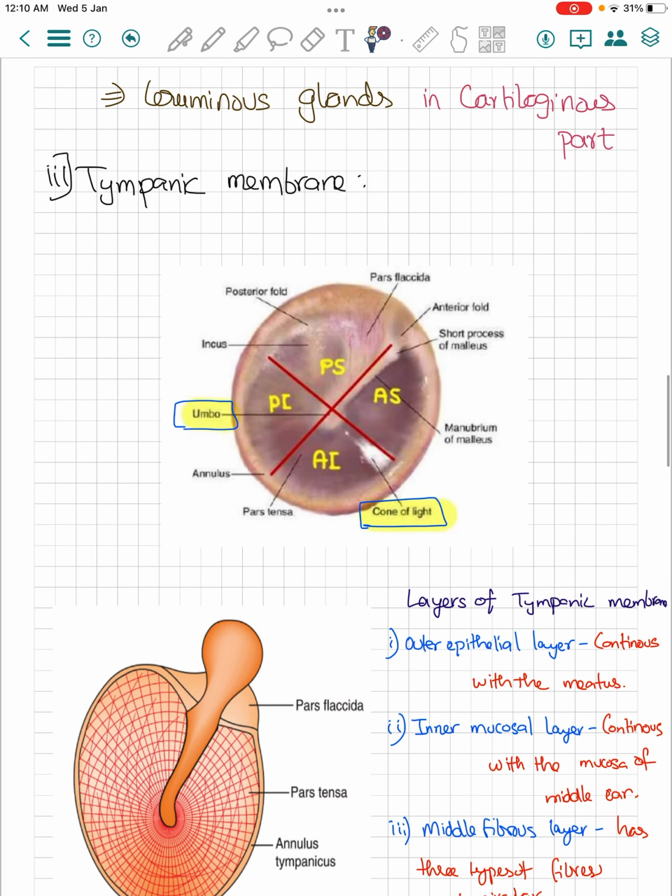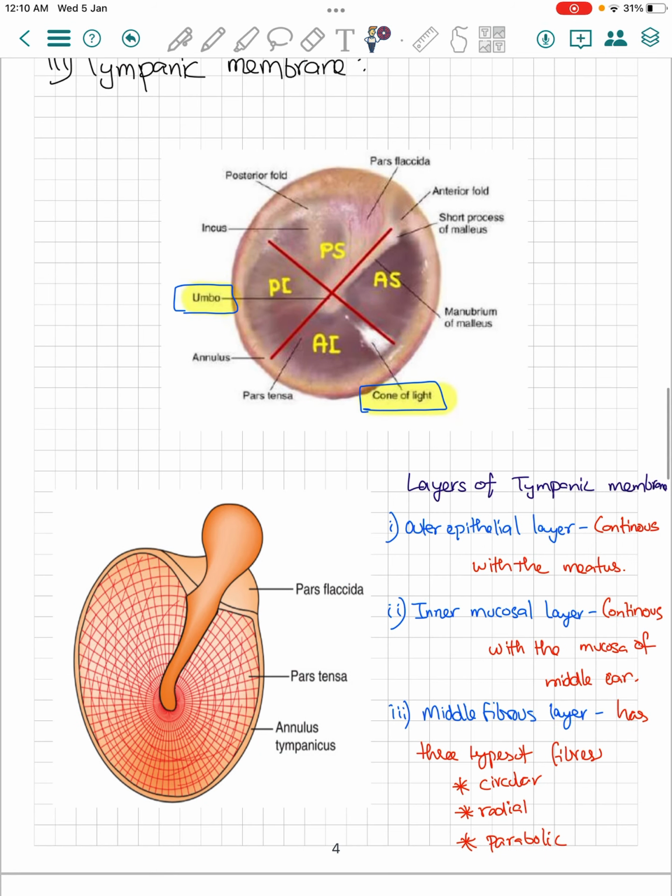This tympanic membrane contains many parts like pars tensa and pars flaccida. Let's discuss in depth. First let's see the layers of tympanic membrane. When you go through the outer meatus, there will be the outer epithelial layer continuous with the meatus. Then when you come through the middle ear, you can see the inner mucosal layer continuous with the mucosa of the middle ear. In between those two layers is the middle fibrous layer, which is the biggest layer guys. Everything is made up of this fibrous layer.